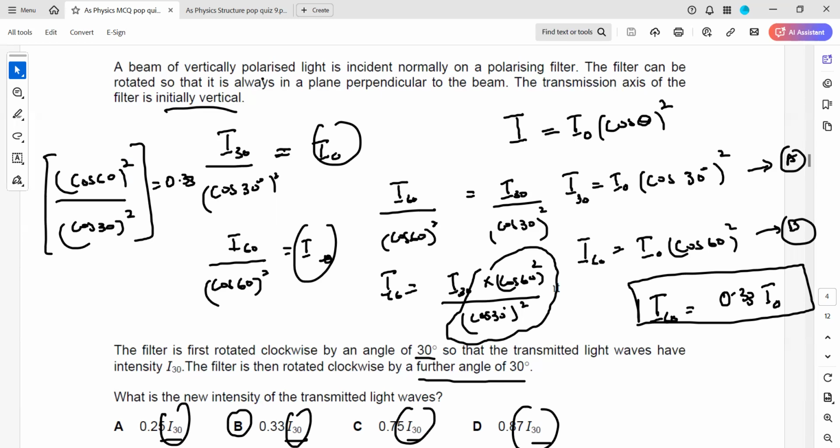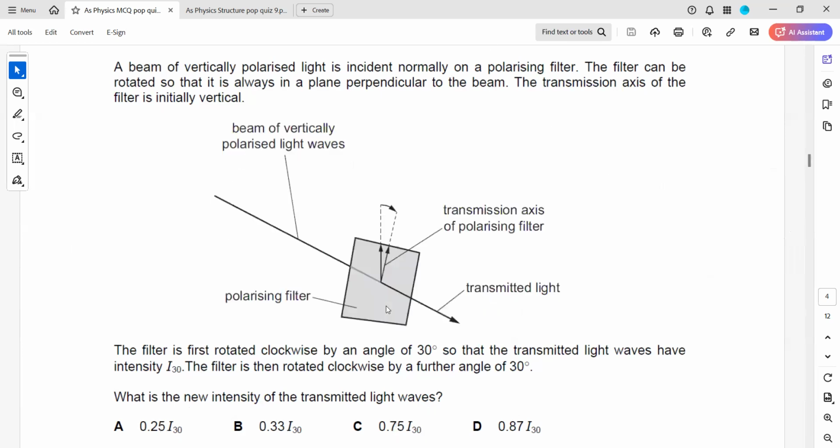Why are we comparing? Because if you see the options, all the answers are given in I30. It's a comparison: compared to I30, how much the light passes through. Let me repeat: the original intensity was I naught and the polarizing filter was at an angle of 30. The light which passes through, we call I30, which equals the maximum light times cosine 30 whole square.